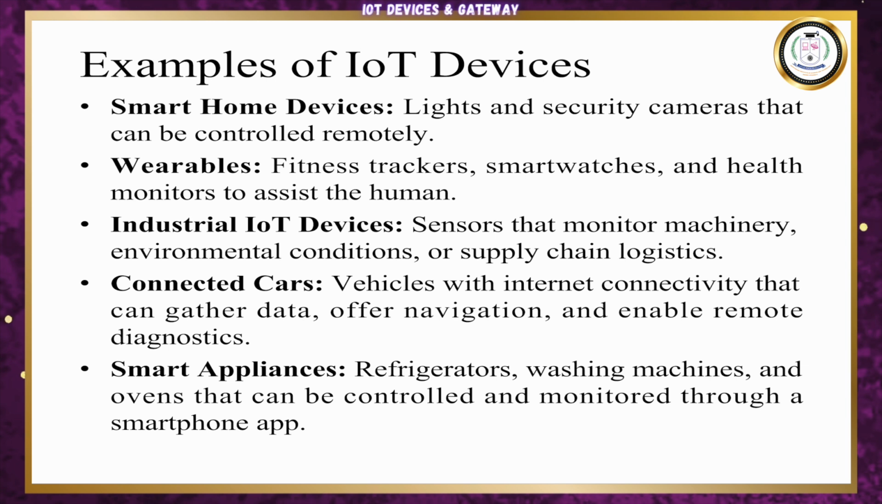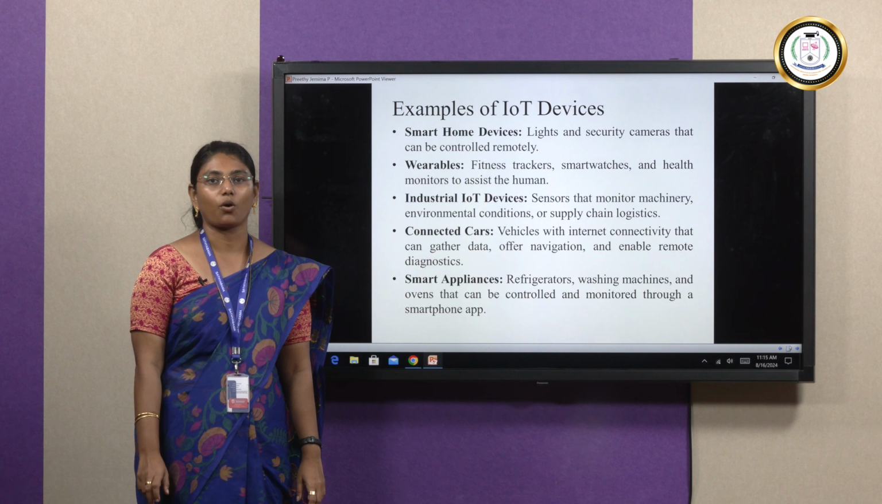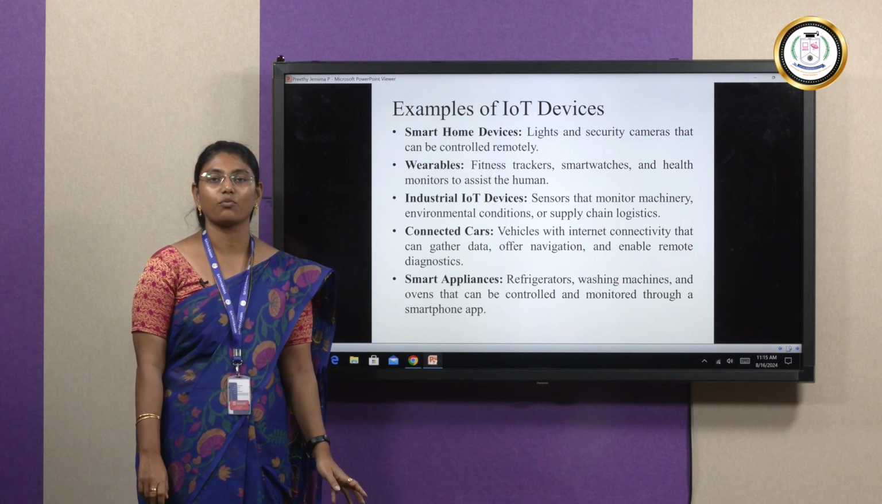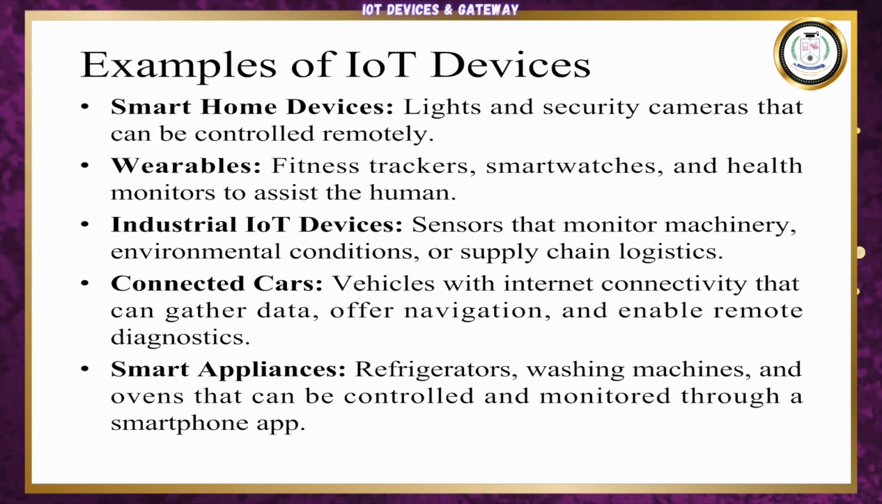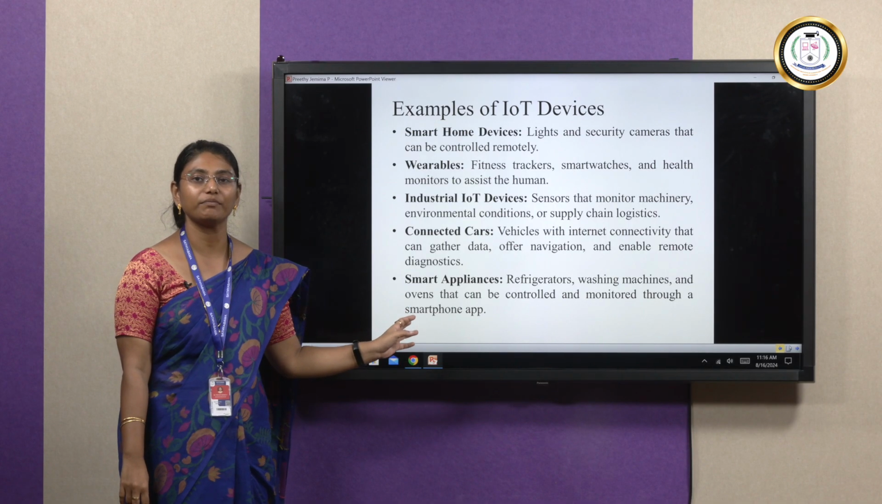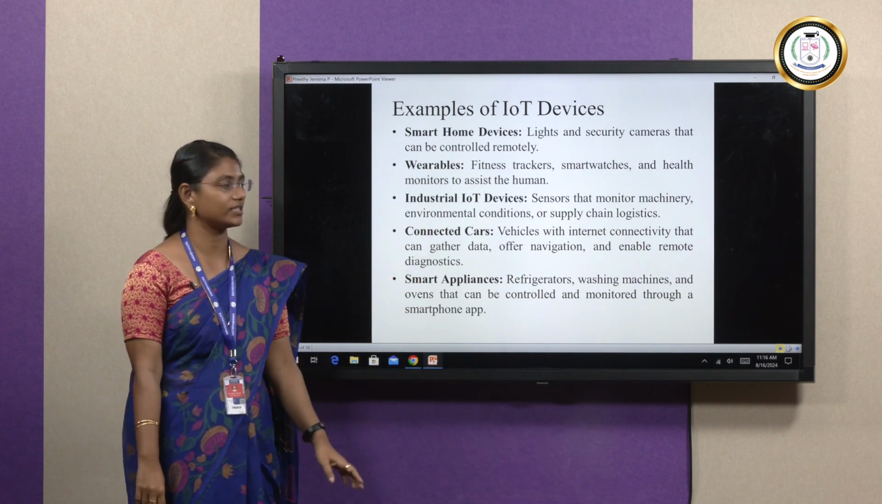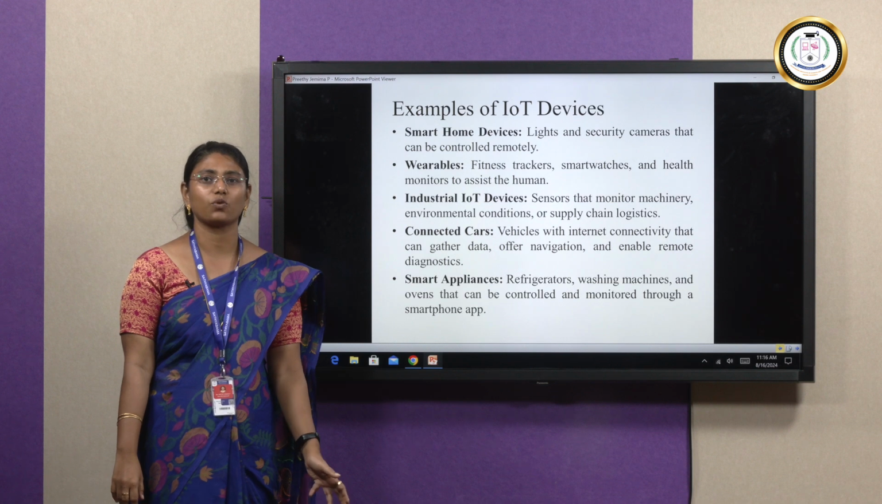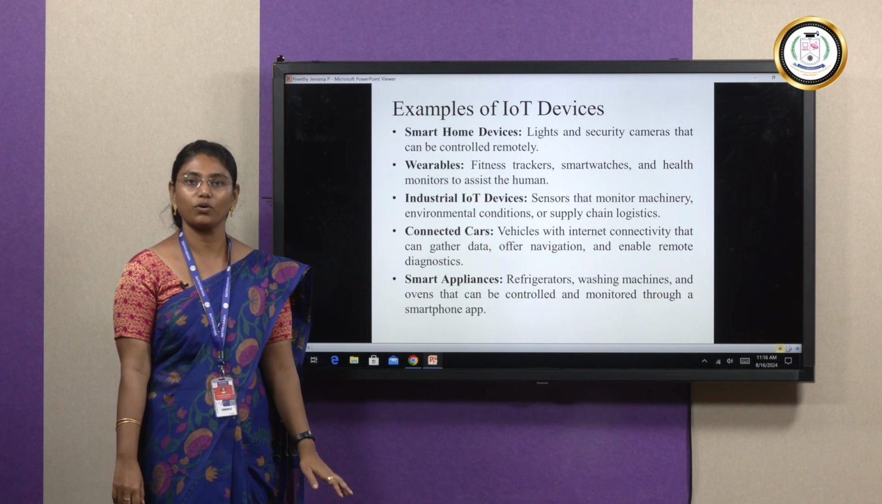Smart home devices. Here we are going to see the lights and the security cameras that can be remotely operated. Second one is wearables, which are nothing but fitness trackers that monitor the health of patients and assist humans. Third one is industrial IoT devices, sensors on machinery that consider environmental conditions along with supply chain logistics. Connected cars, vehicles that are connected to the internet, provide us information about navigation along with routes. Smart appliances like refrigerators, washing machines and ovens can also be remotely controlled.